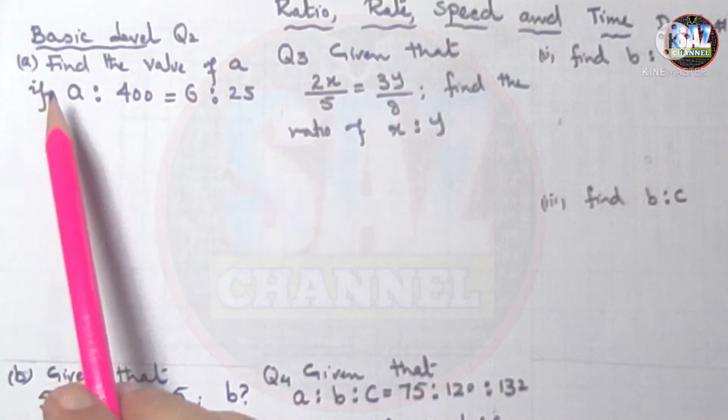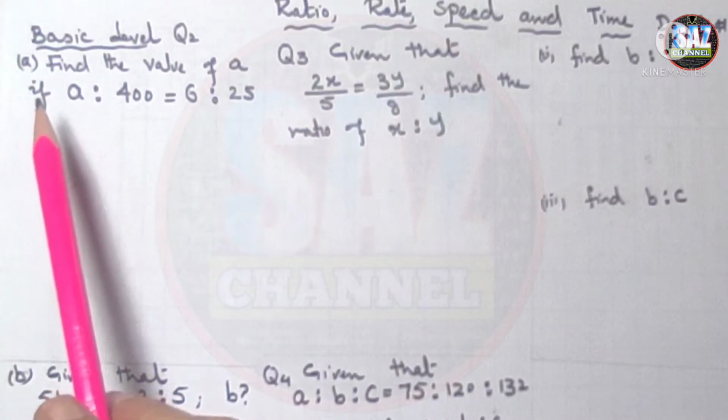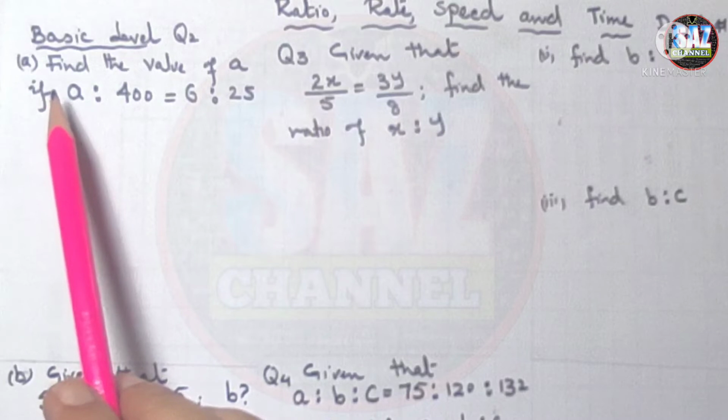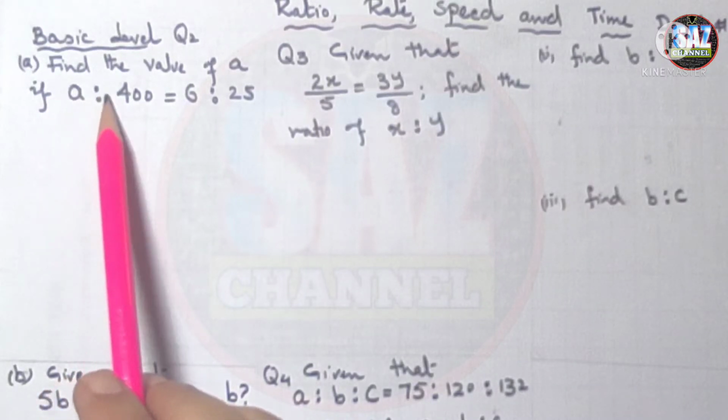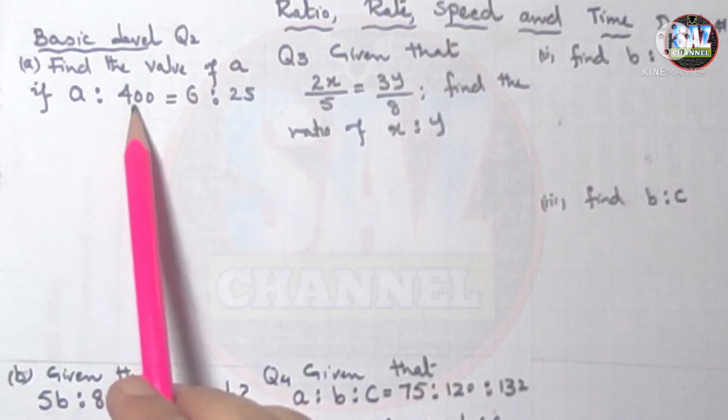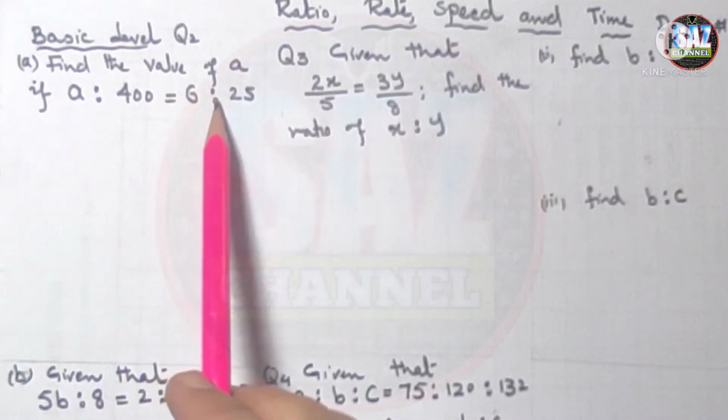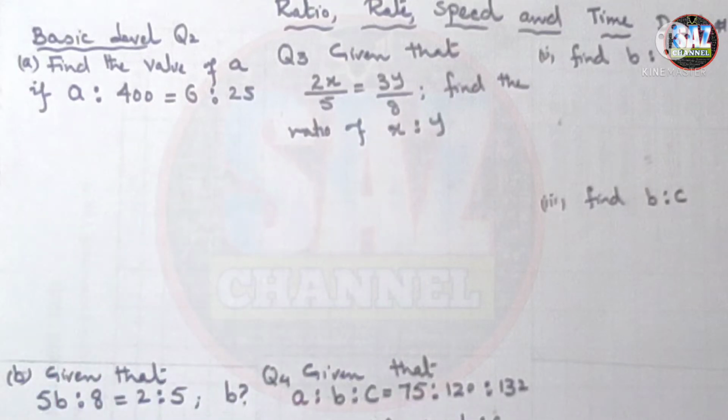I always advise my students to read, understand and compare the question with the original question before going to the solution. Question says, find the value of A if A ratio 400 equals 6 ratio 25. And the second part is, given that 5B ratio 8 equals 2 ratio 5, find the value of B.